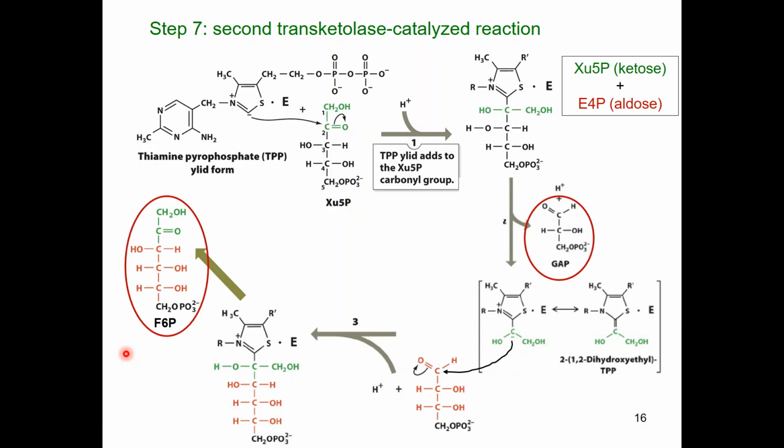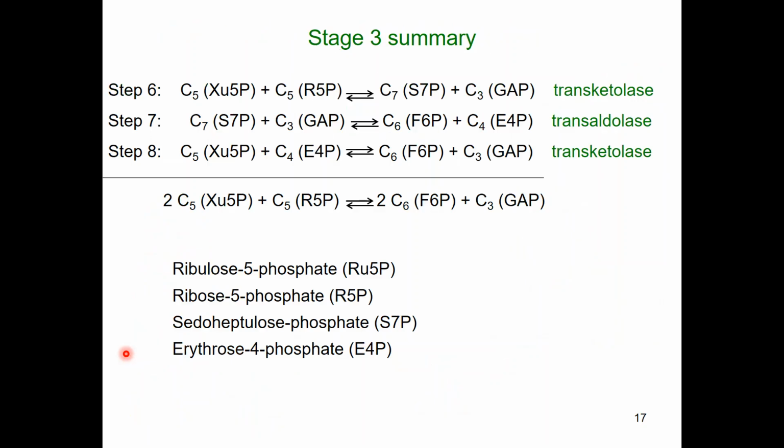So here we have both compounds that are no longer used, right? They will be entering glycolysis, or again, there are some ways they can be rearranged back into glucose 6-phosphate to be cycled through the pentose phosphate pathway. So again, that's a summary of stage 3, the most difficult stage of the pathway.